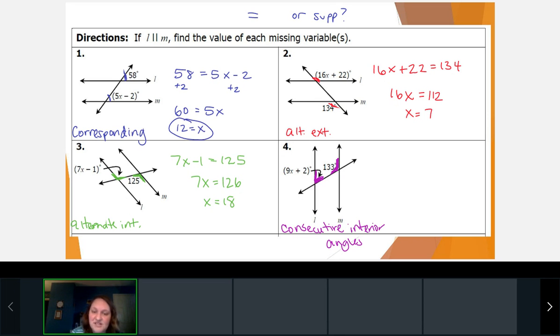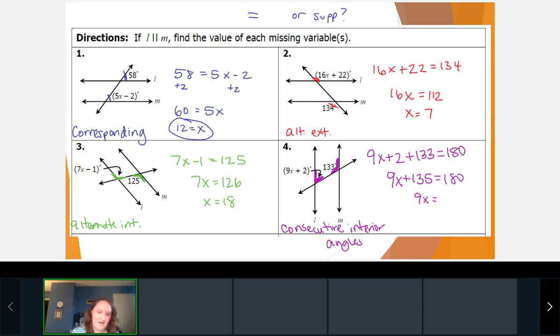Consecutive interior angles, those are supplementary. So this one is going to be 9x plus 2 plus 133 equals 180. So it's a really good idea to make sure that you are always going to that first question. Are they equal or are they supplementary? Don't just assume they're equal, because if it was a multiple choice answer, I promise you the wrong answer will be there, right? So just don't fall into that trap. Combine your like terms. Subtract 135 from both sides. 45. And then divide by 9. Oh, you guys are fast. Good job.